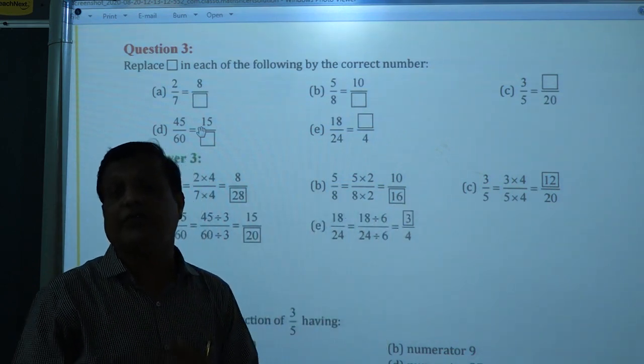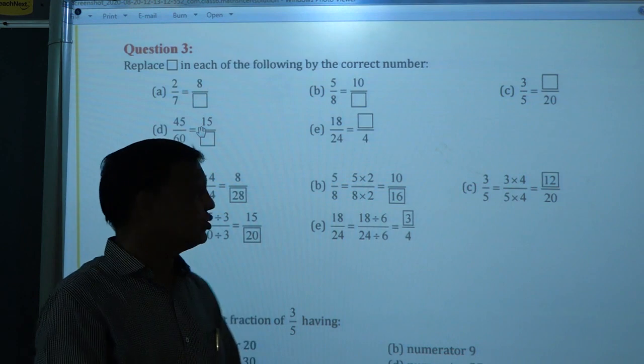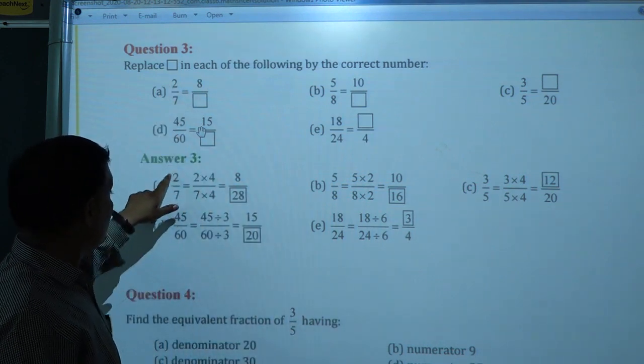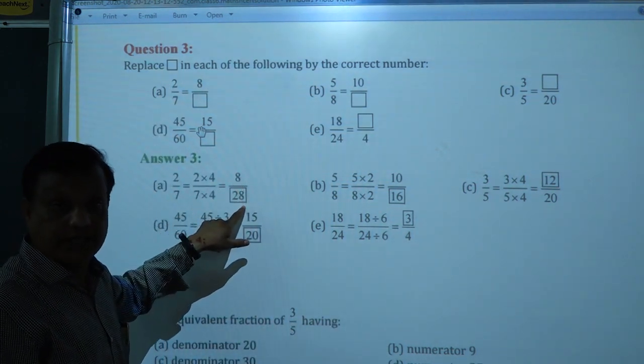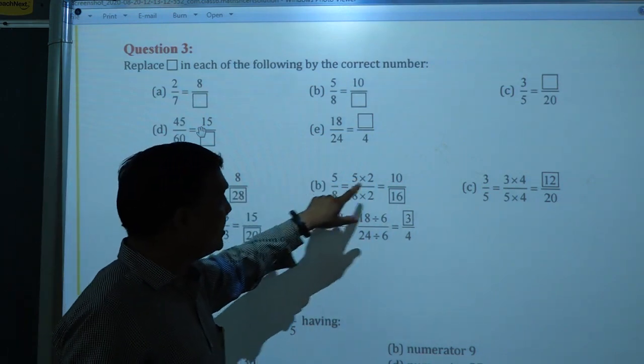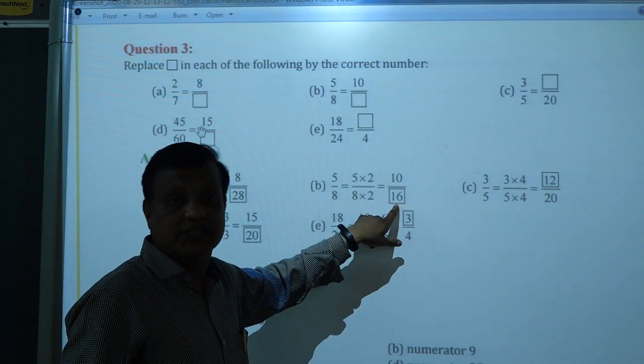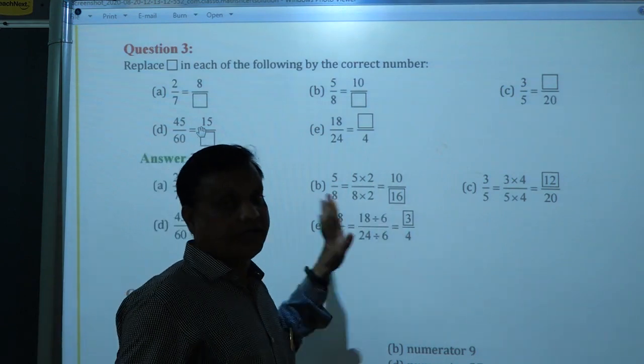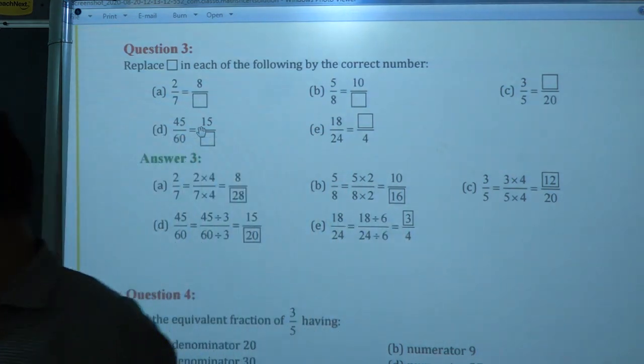Here what we find, equivalent fraction also we can say. So 2 upon 7 is equivalent to 8 upon 28. This is also an equivalent fraction, and we are finding the fill in the blanks. 5 upon 8 and 10 upon 16, they both are equivalent fractions. Also we are finding the fill in the blanks. Okay dear, now we will go to the next question.